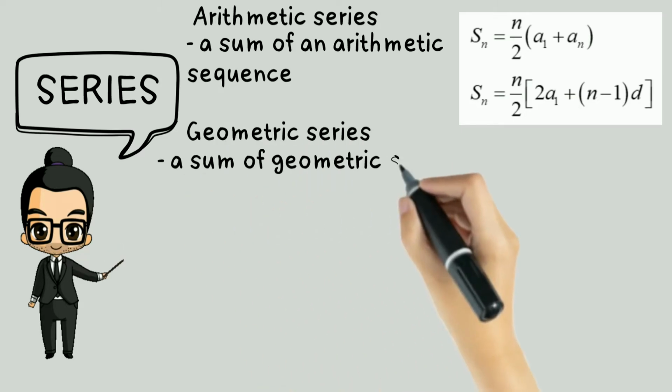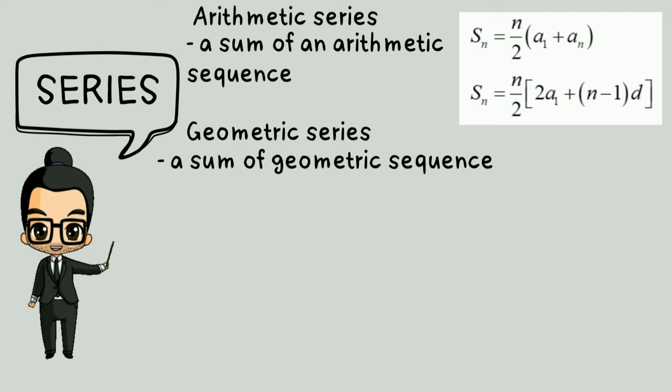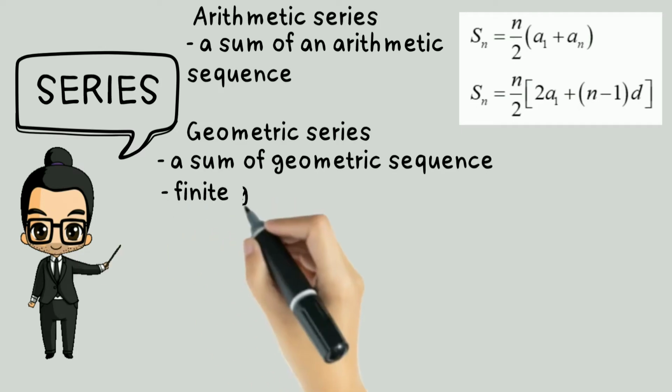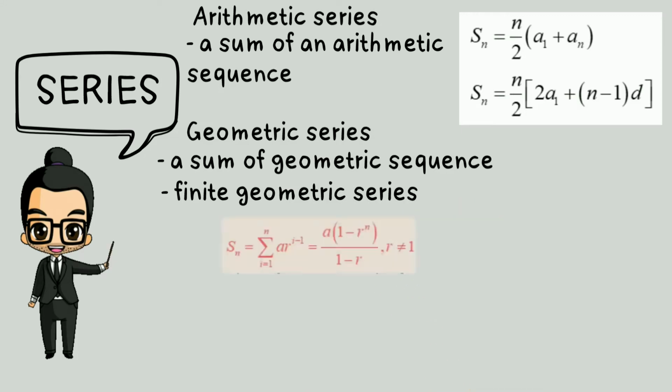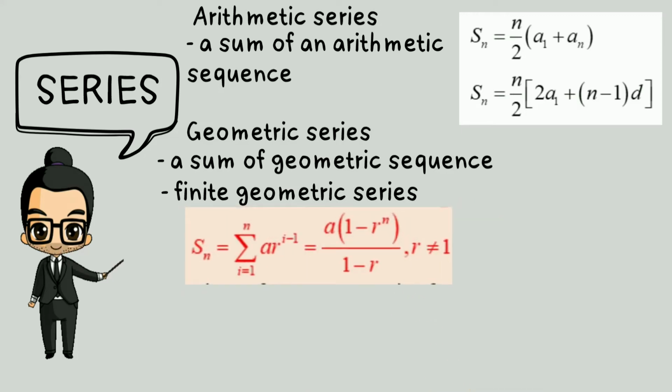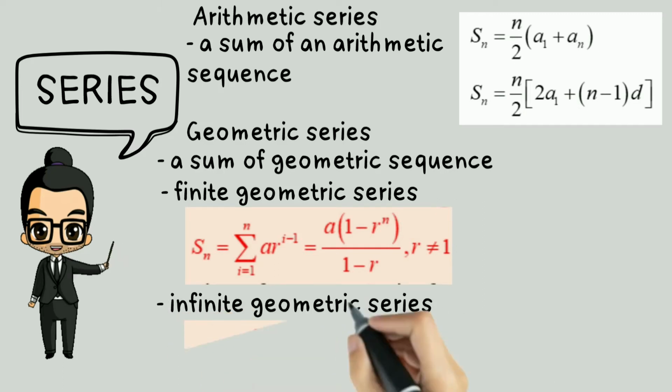It is a sum of a geometric sequence. There are two types of geometric series. The first one is finite geometric series. The given formula is. The next one is infinite geometric series. The given formula is.